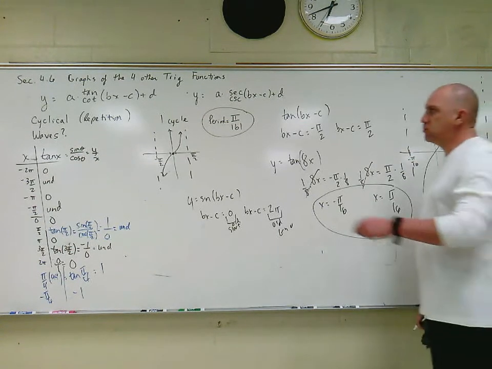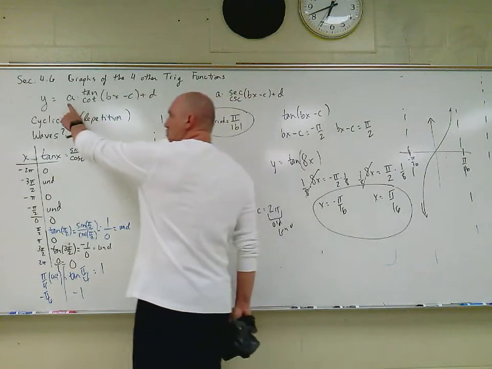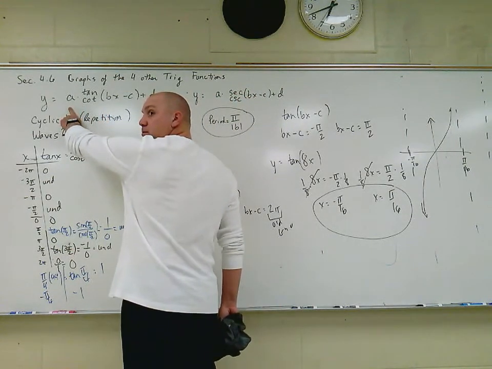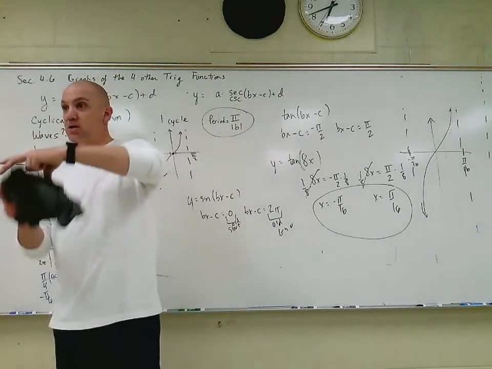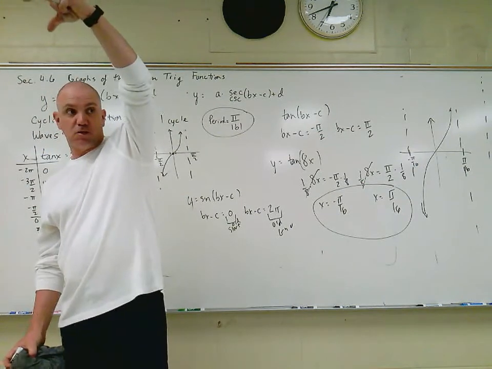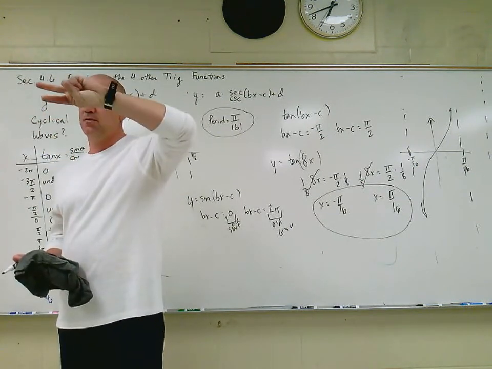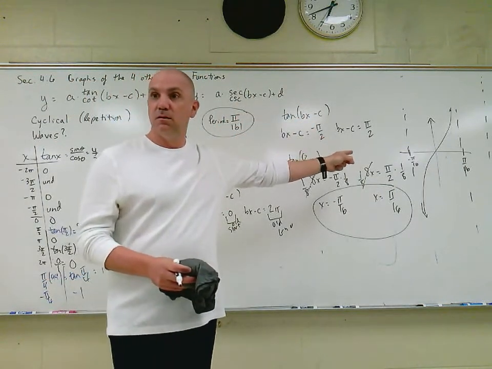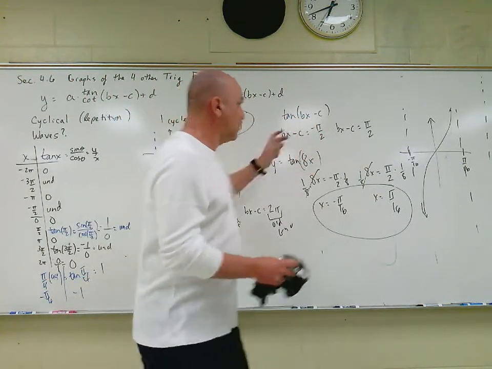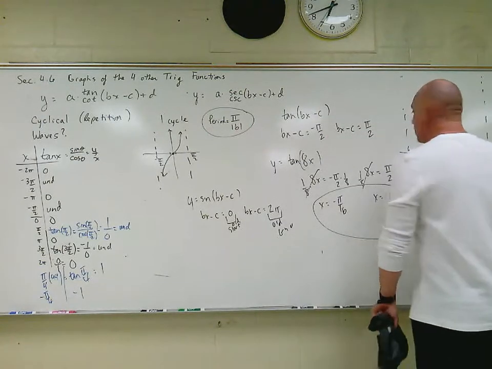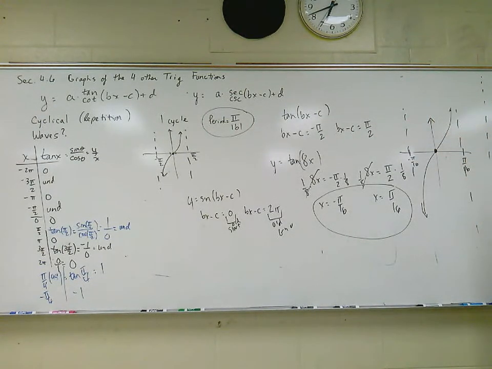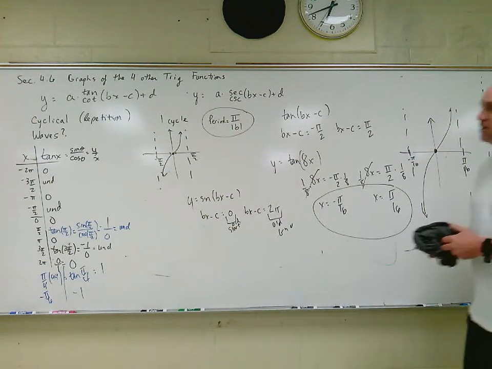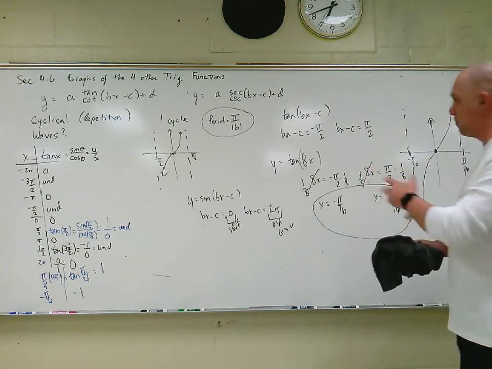All right, what would the A do? Stretch it or smash it. So you would stretch it or smash it. What if it's negative? Rotisserie chicken. What if you have a plus D? Oh, so you would take this as the only point really that I plot, and that would move up or down.